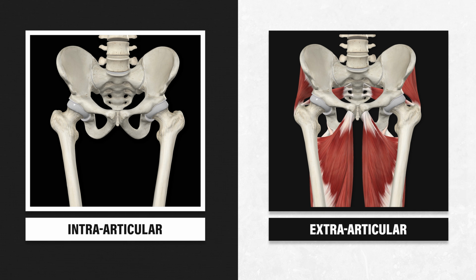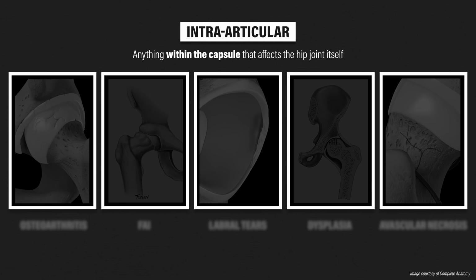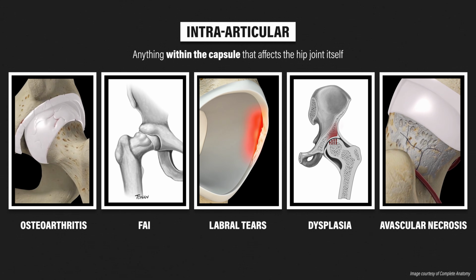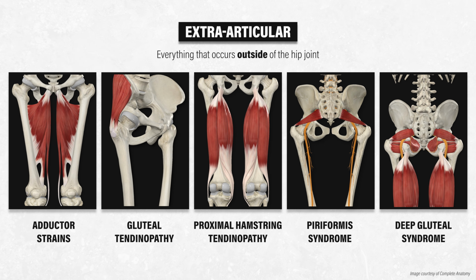Diagnoses of the hip are often categorized as intra-articular or extra-articular. Anything within the capsule that affects the hip joint itself is known as intra-articular, such as osteoarthritis, femoroacetabular impingement, labral tears, dysplasia, and avascular necrosis. Everything that occurs outside of the hip joint is labeled extra-articular, like adductor strains, gluteal tendinopathy, proximal hamstring tendinopathy, Piriformis Syndrome, and the other diagnoses I'm going to discuss.